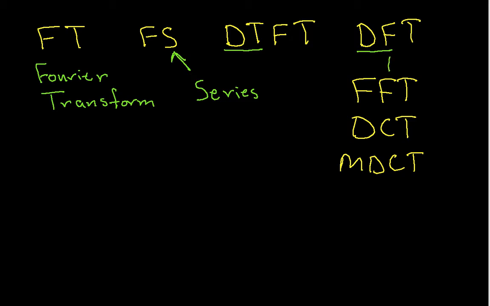FFT is a particular way of implementing a discrete Fourier transform. A DCT and an MDCT are mathematically related to these transforms. So there's just a whole lot of transforms here. So the purpose of this video is to try to give you an overview of which transforms are which, how you would know which transform you would want to use in a particular situation, and give you a really rough, conceptual idea of the sorts of things that you might look for.